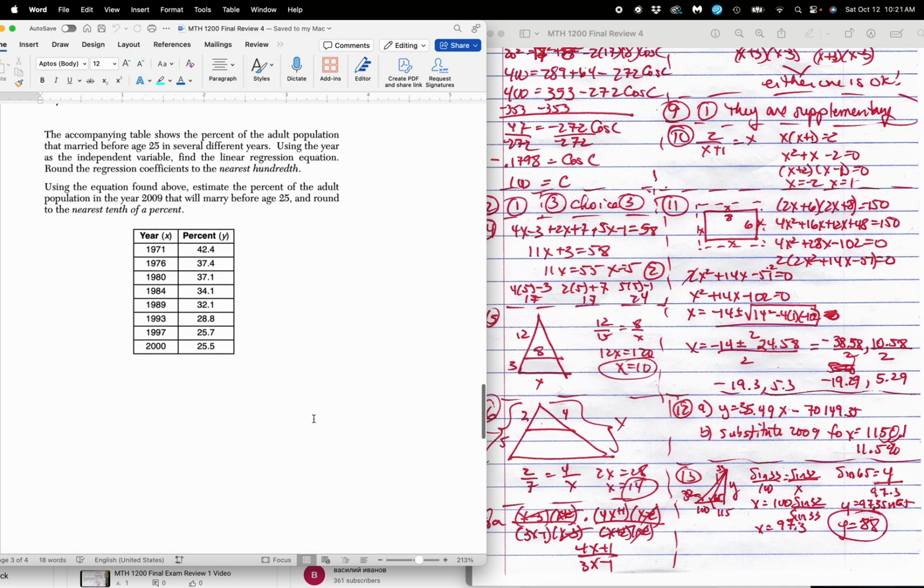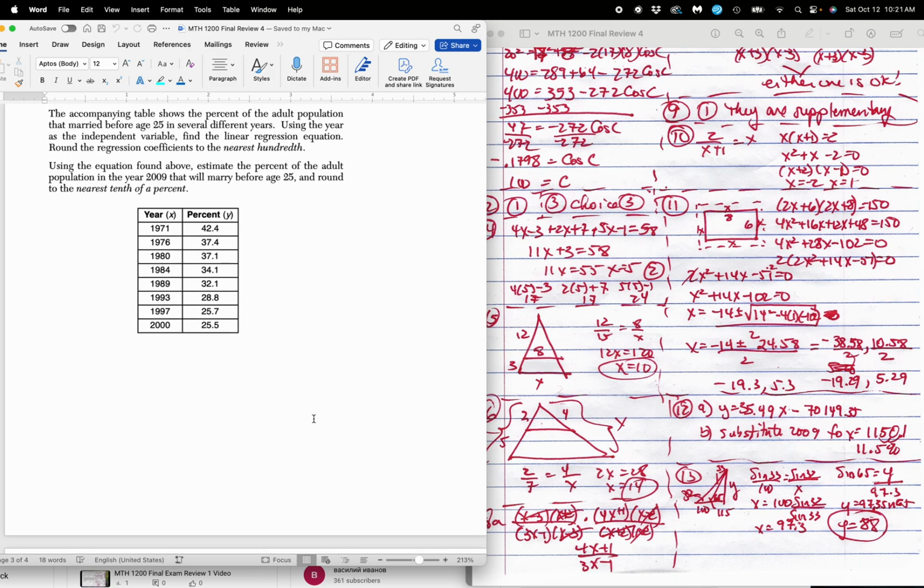Okay. Number 12, we're going to do another linear regression. So in L1, you go to Stat Edit. On L1, you list these years. Under L2, you list these percents. Then you go to Stat Calc. The fourth one down is linear regression. It'll tell you A equals 35.49, rounded off. That's why it goes here in front of the X. And B is 70,149.35. Okay. And then if I substitute 2009 for the year, which is X, it comes out to be 11.5%.